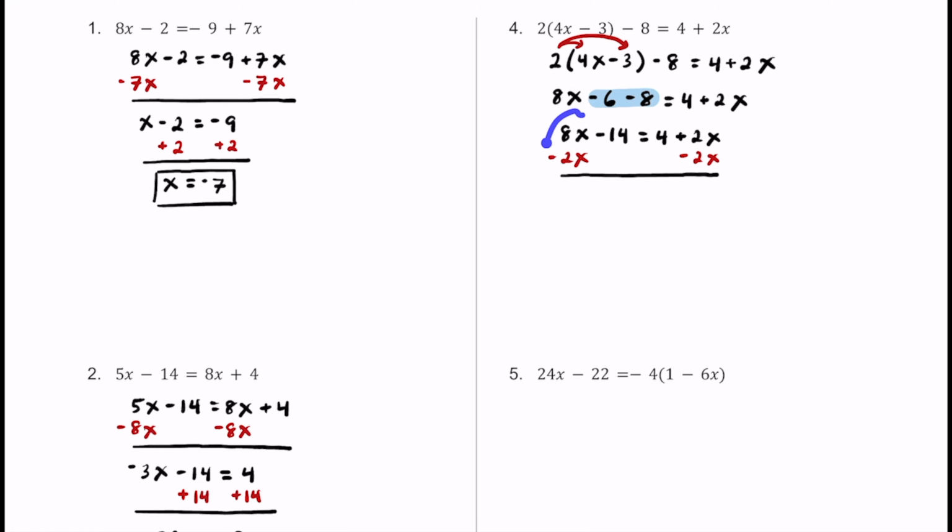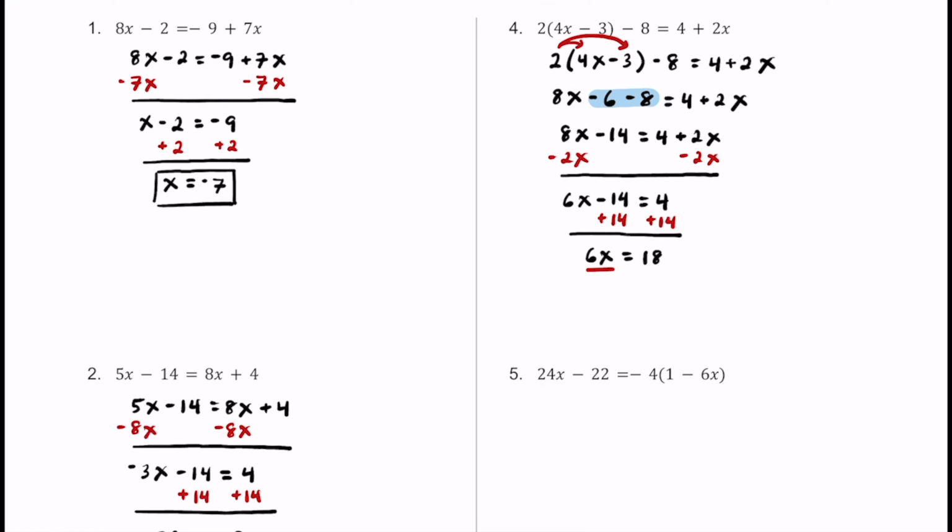8x, take away 2x on the left side here, that's going to be 6x. So we have 6x minus 14 is equal to 4. And then do we have any x's left here? It looks like these are opposite, so those will cancel each other out. Now let's move the constants to the right side. We can do that by adding 14 to both sides of this equation. If we add 14 and add 14 here, on the left side, negative 14 and positive 14 make 0. So we'll just have 6x is equal to, and then 4 plus 14 is equal to 18.